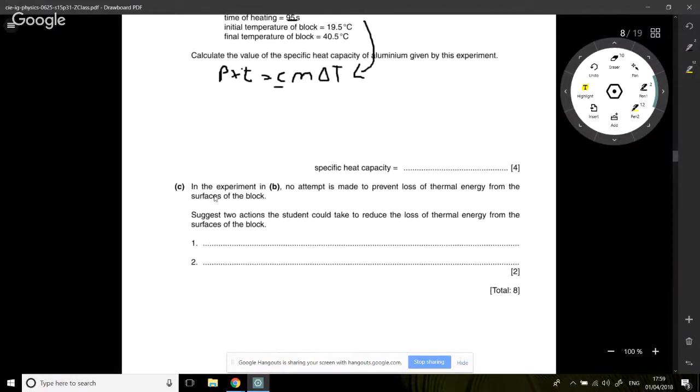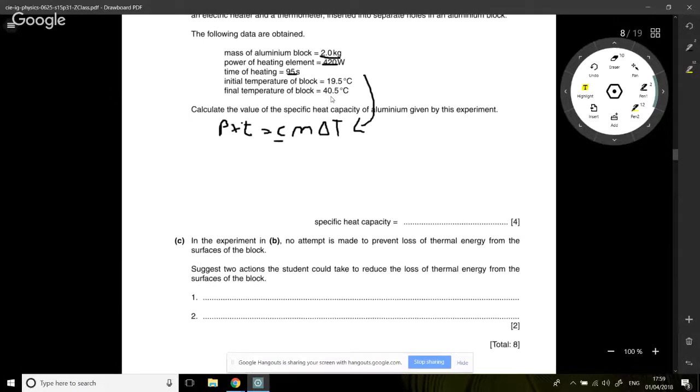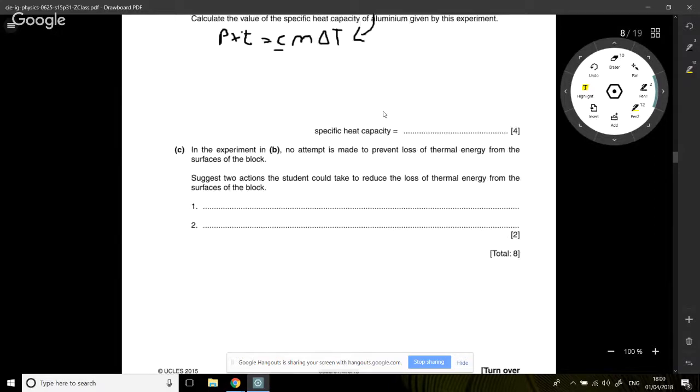Or you could do this experiment with a lower temperature rise. In other words, if you keep, let's say, the power the same, you could reduce the time, or you could keep the time the same and reduce the power. Basically, you don't want this delta T to be high, because effectively what you want to do is reduce the temperature difference between the block and its surroundings to stop heat loss to surroundings.